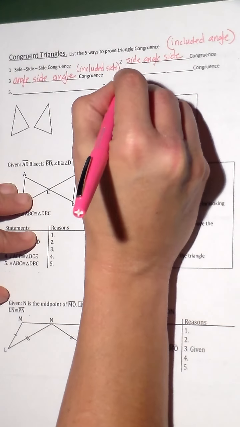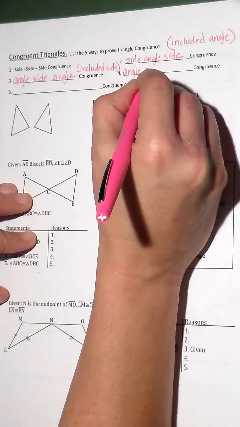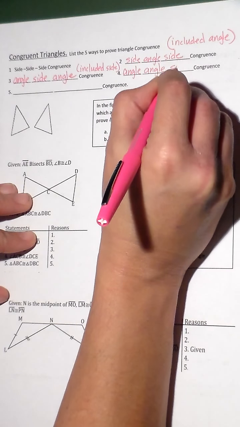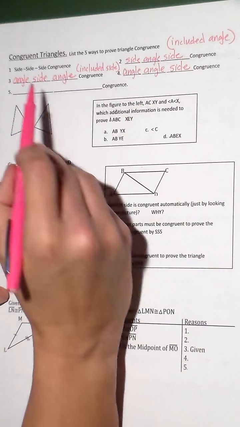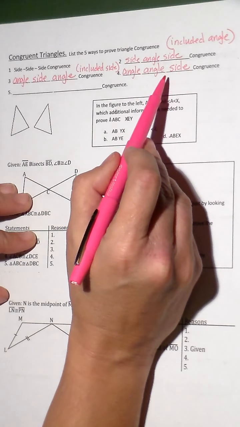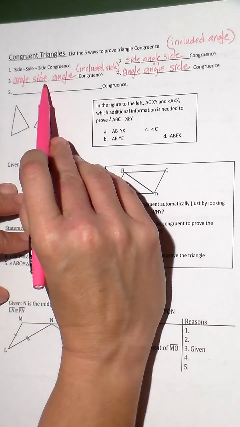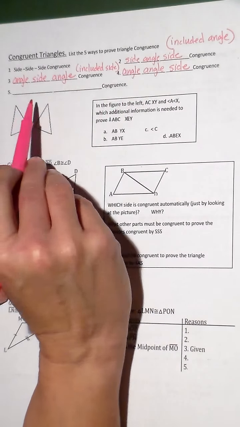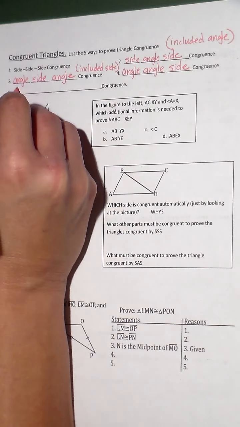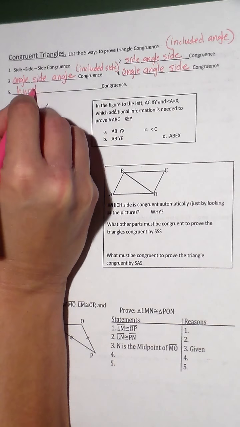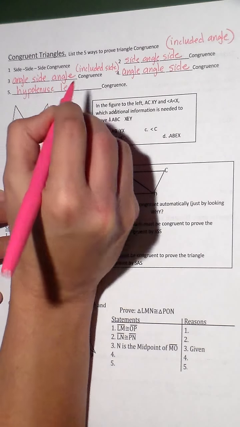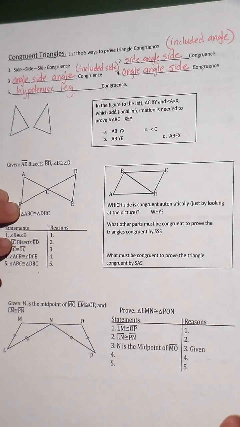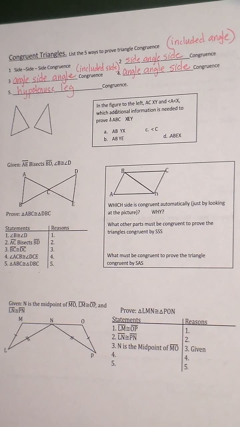And then we have angle-angle-side, which is two angles and a side. So this one, the difference between angle-side-angle and angle-angle-side is that the side is between the two angles on this one, and it is not here. Then we have hypotenuse leg, and that obviously is only going to work with right triangles. But just because they're right triangles doesn't mean you have to use hypotenuse leg.